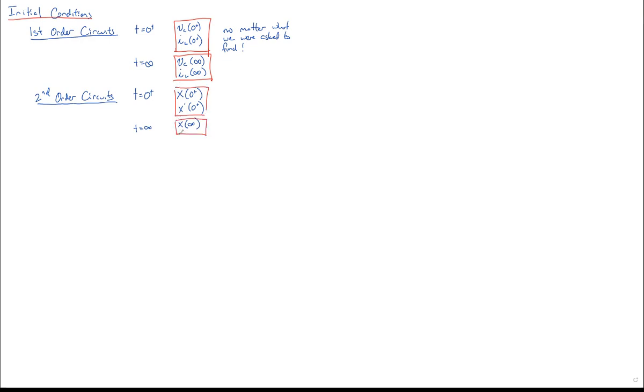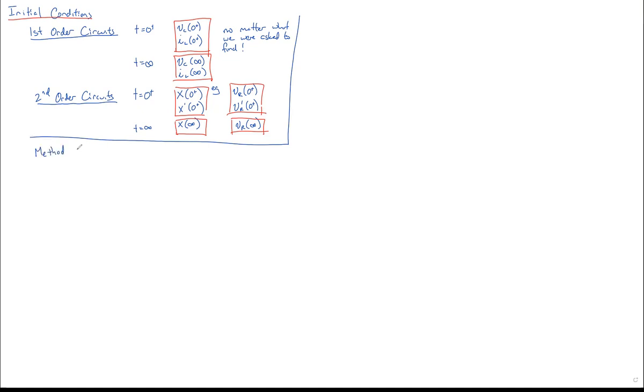So just to make that correct, if you were asked to find the voltage across a resistor, you would find the voltage across the resistor at zero plus, the time derivative of the voltage across the resistor at zero plus, and the voltage across the resistor at time equals infinity. And those would be the initial conditions. This would be the final condition. So this is the overall goal, and we're going to need to find these things with a number of substeps. So let's talk about that.